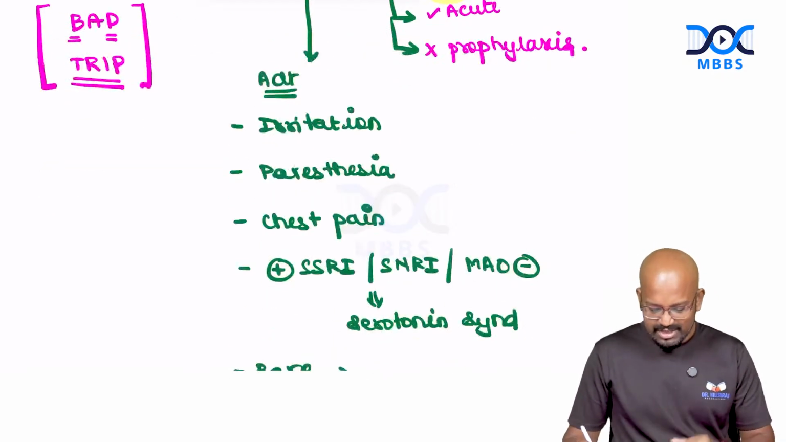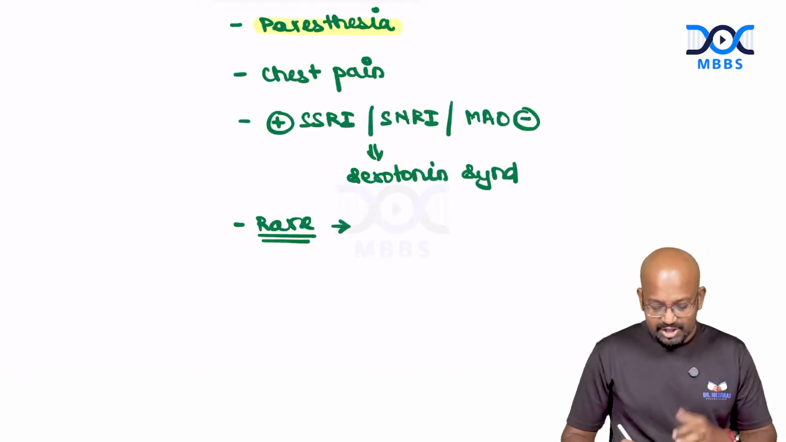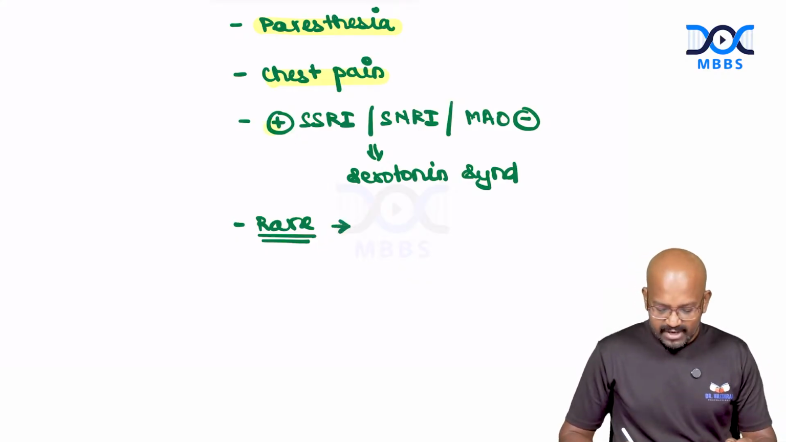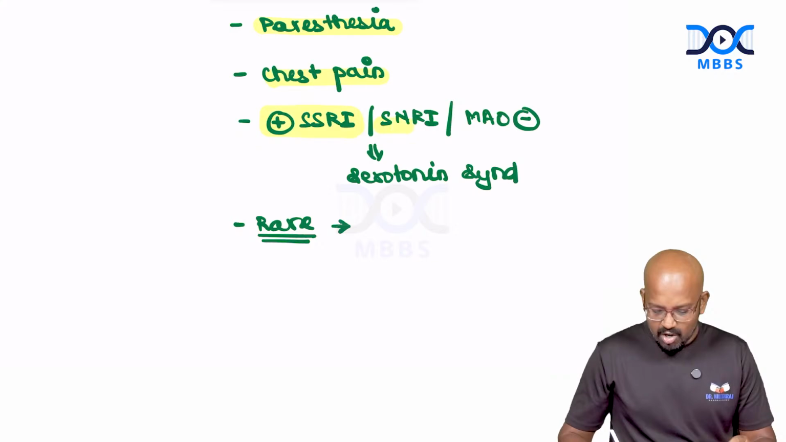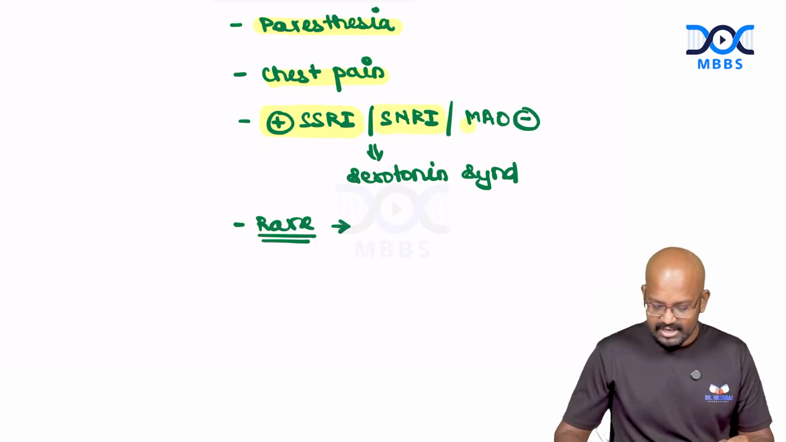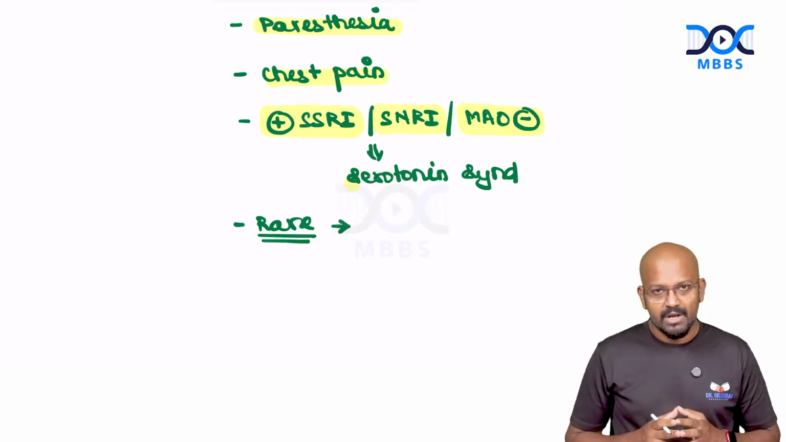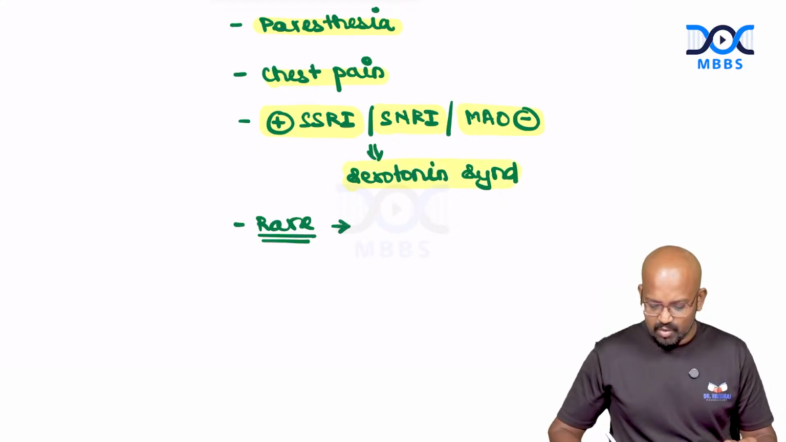Because it is a vasoconstrictor agent, it might be producing paresthesia in the periphery. Chest pain might be developed because the coronary arteries might get constricted. Whenever it is given along with an SSRI, selective serotonin reuptake inhibitor, an antidepressant agent, or SNRI, serotonin norepinephrine reuptake inhibitor, antidepressant agent, and monoamine oxidase inhibitor, multiple different uses are there for monoamine oxidase inhibitor. Whenever this drug is given along with any of these drugs, patients might land up in serotonin syndrome.